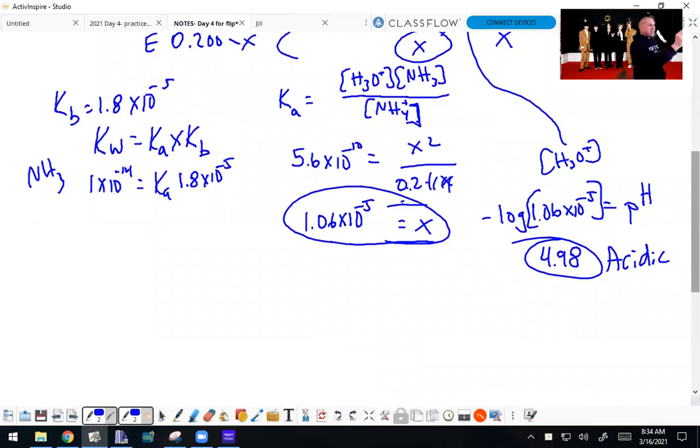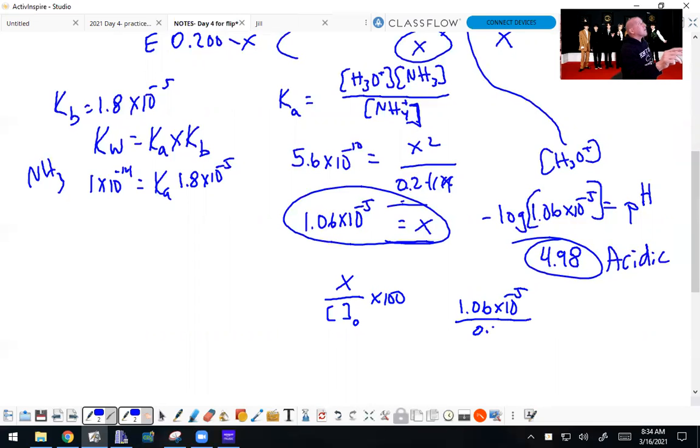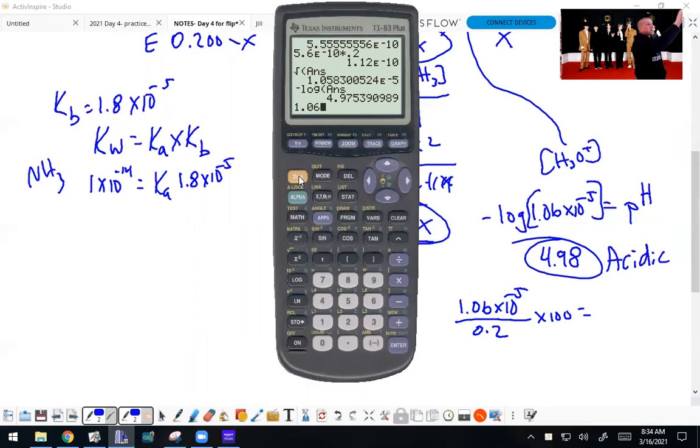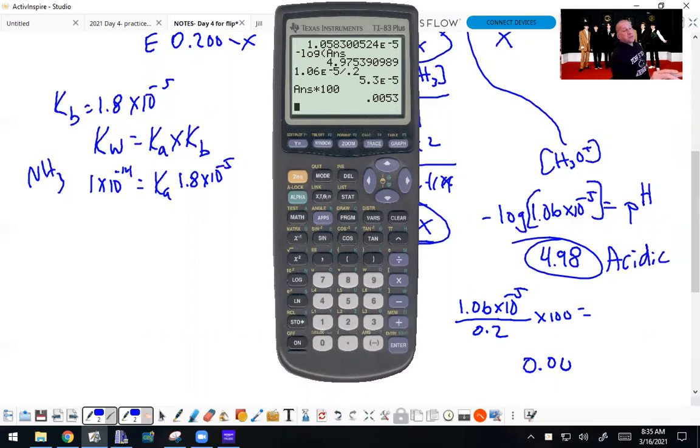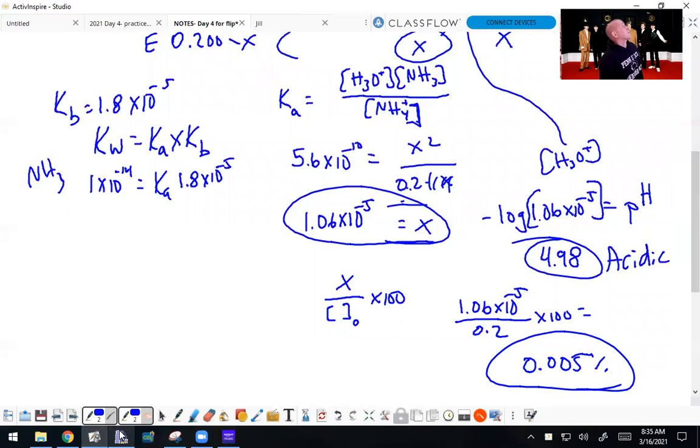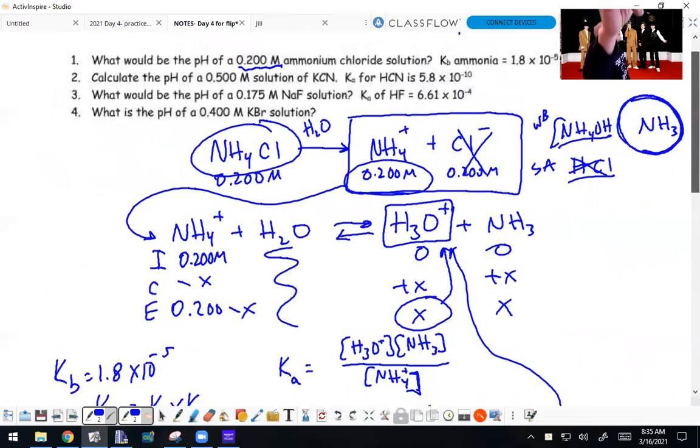I said I would do the percent ionization. So the percent ionization, remember, is always what you got for X over the initial concentration times 100. So 1.06 times 10 to the minus 5 over 0.2 times 100. So 1.06 times 10 to the minus 5 divided by 0.2 times 100. And this thing is 0.005% ionized. So, crazy small number. But times 10 to the minus 10, it's what we expected. All right, so that was the first one.